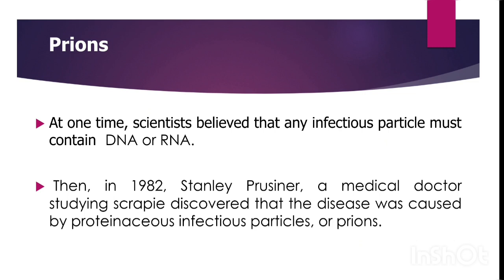Next one is prions. Prions are only protein coat, proteinaceous particles without any genome, that have the capability to cause disease or infect. That is called a prion, and it was first discovered by Stanley Prusiner in 1982.